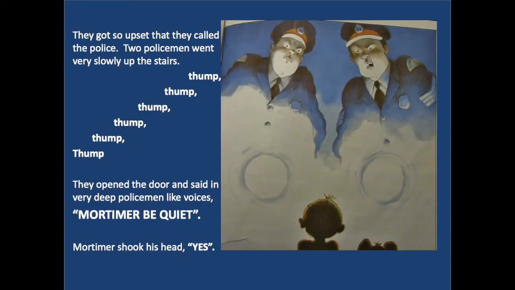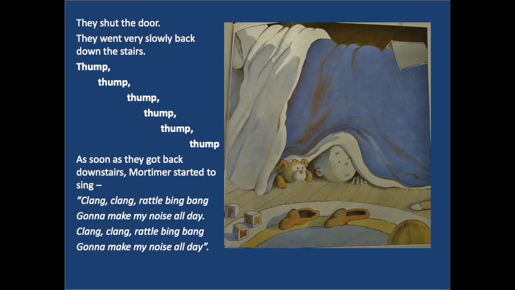They got so upset that they called the police. Two policemen went very slowly up the stairs. Thump, thump, thump, thump, thump. They opened the door and said in very deep, policeman-like voices, Mortimer, be quiet. Mortimer shook his head. Yes. They shut the door. They went very slowly back down the stairs. Thump, thump, thump, thump, thump.